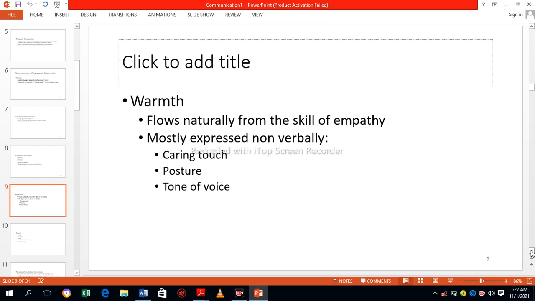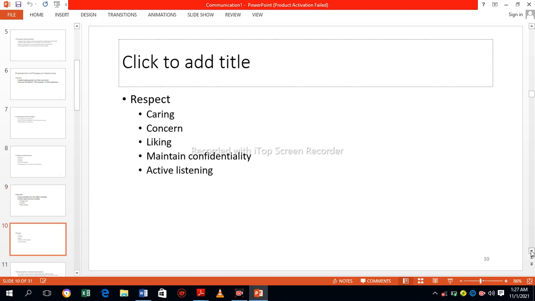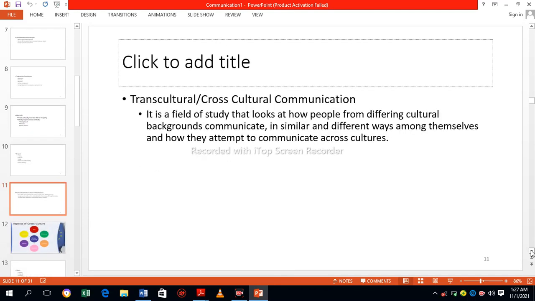The last thing we're going to look at today is respect. How do you show respect? It's by caring, concern, liking, maintaining confidentiality, and active listening. We're dealing with active listening. So basically, those are some of the characteristics of therapeutic communication we are going to look at today.